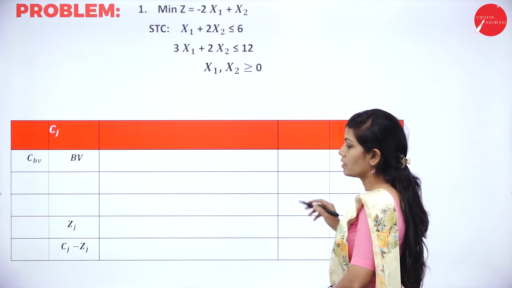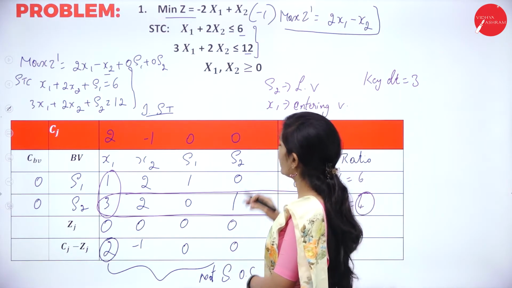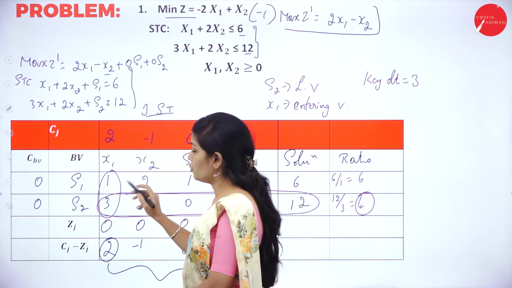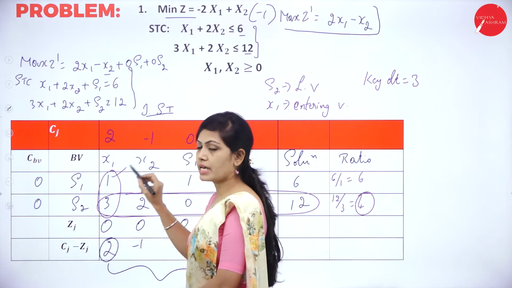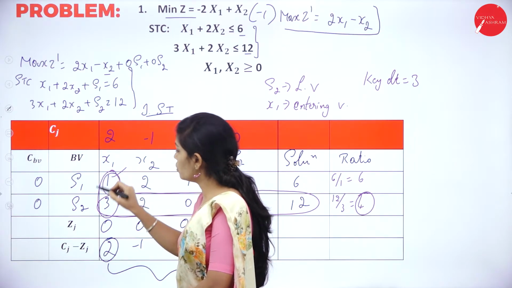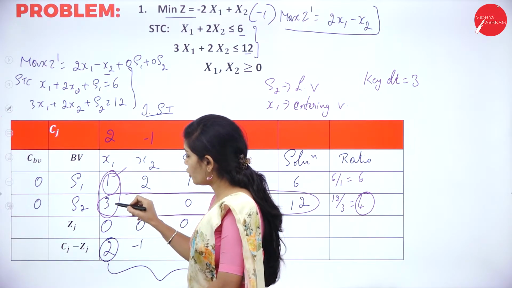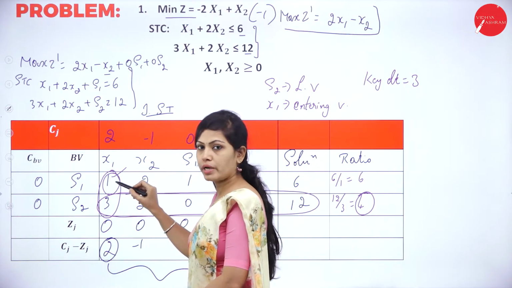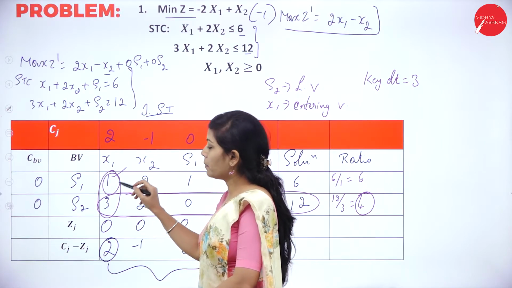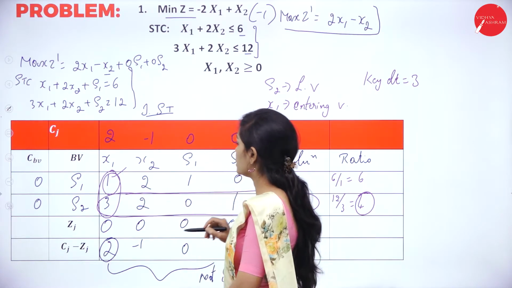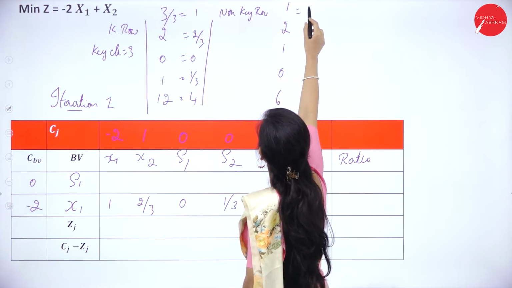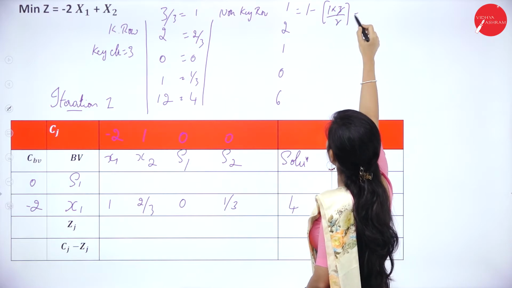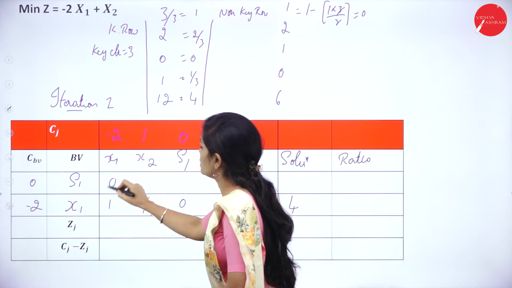So using the key row and non-key row values we can find the new values. So here, first value: old value is 1, corresponding key column value is also 1 and key row value is 3. So 1 minus 1 into 3 by 3. So 3 gets cancelled, 1 minus 1 is equal to 0.